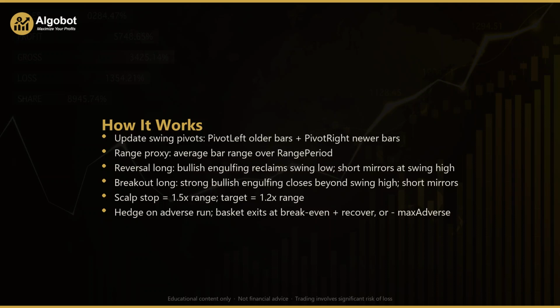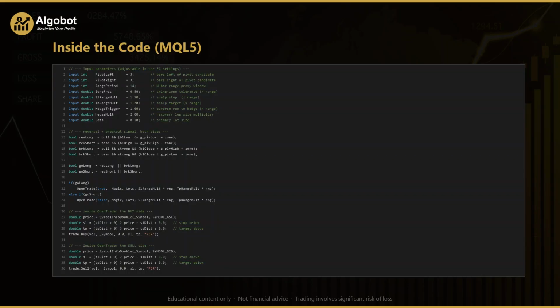The basket is then closed once price clears break-even by the recovered distance, or, if it runs to the maximum adverse distance, a disaster stop that keeps risk bounded with no martingale stacking. That is the full cycle, from structure to signal to managed exit. Let's look at the actual MetaQuotes language code that runs in MetaTrader 5.